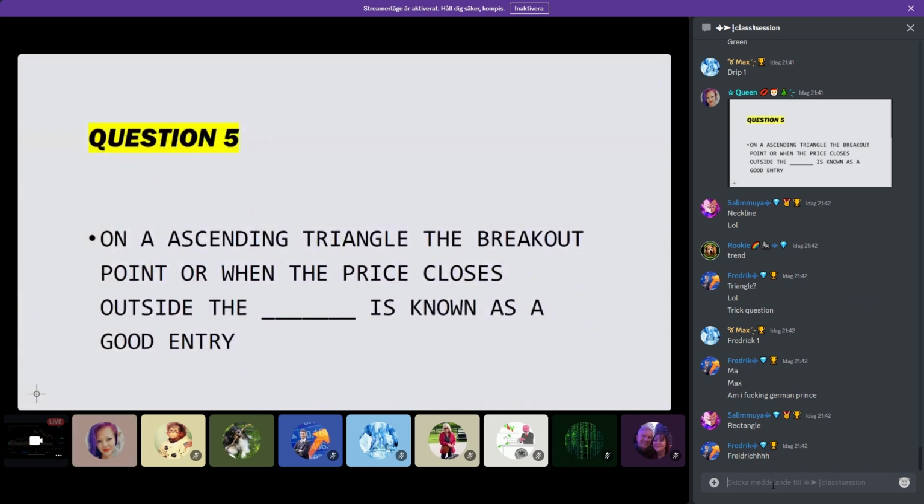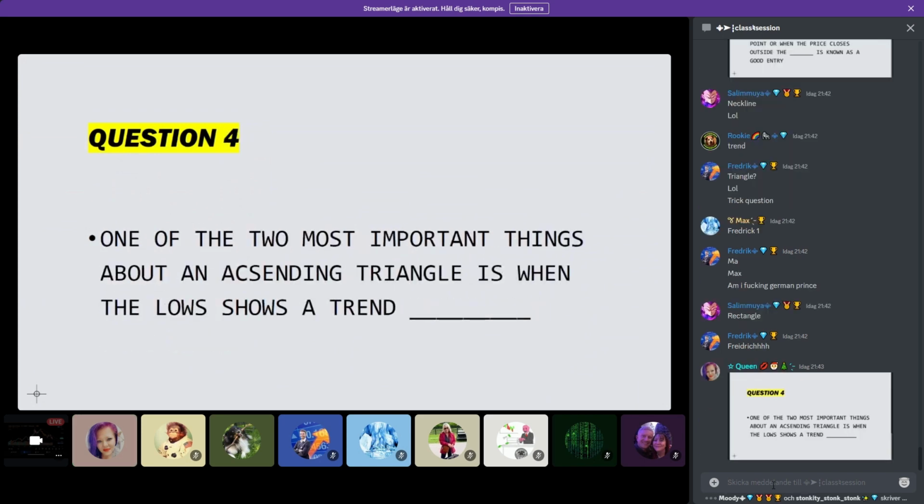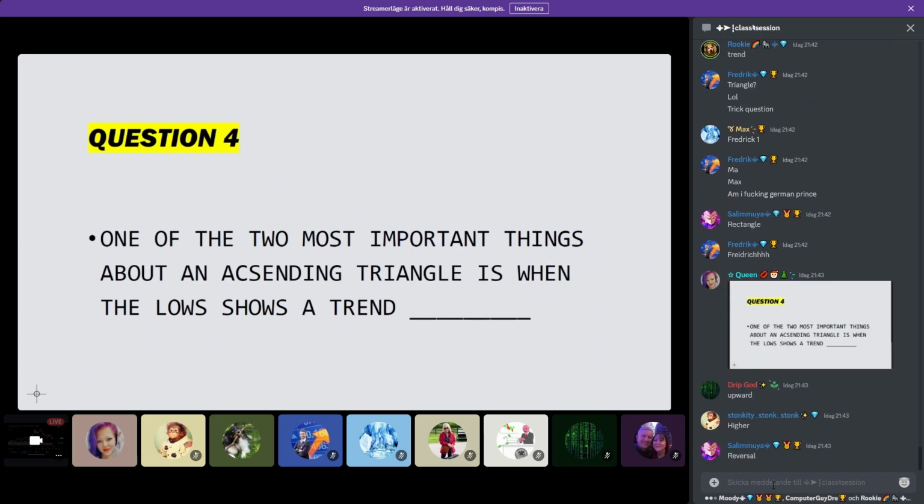So, one of the two important things about an ascending triangle is when the lows show a trend blank. Upward. Drip got it. Yep. Upward.